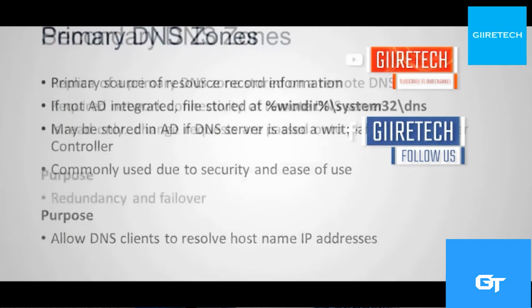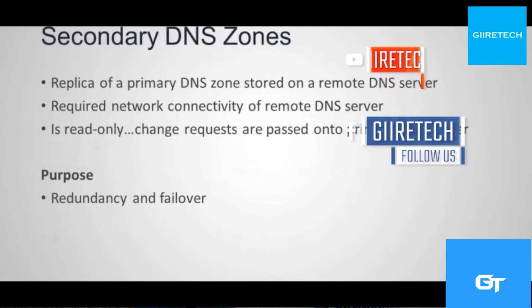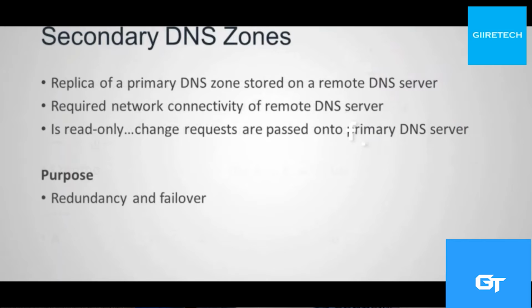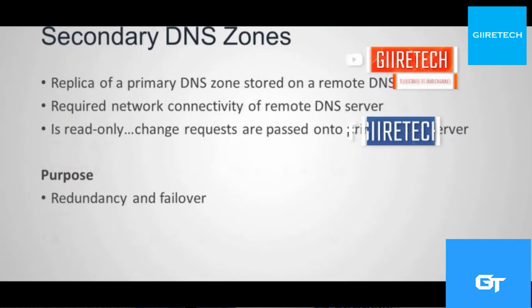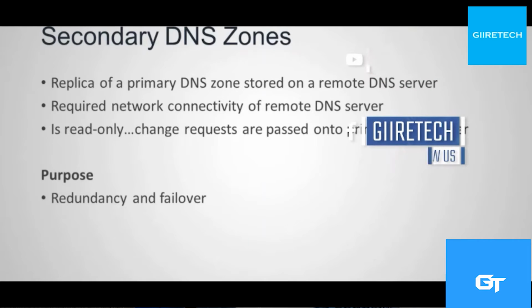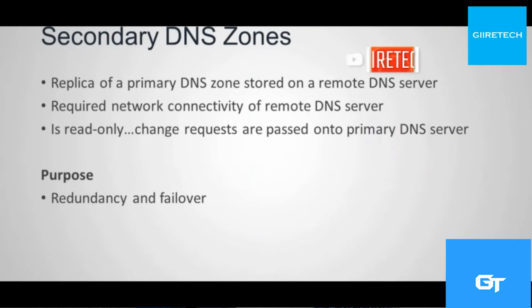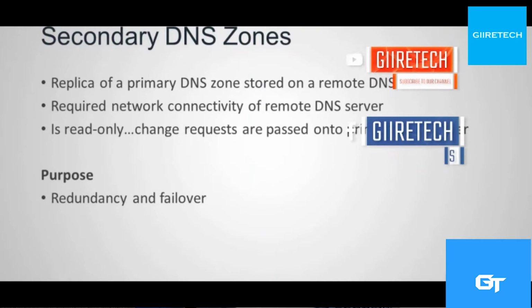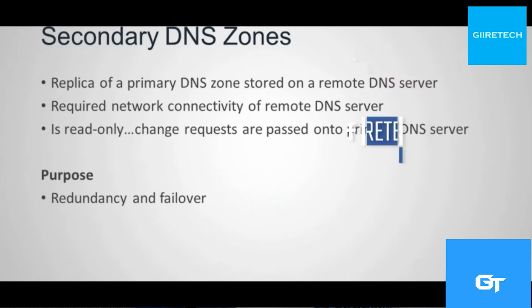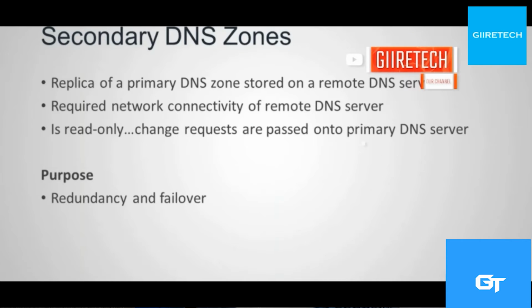Now a secondary zone is a read-only replica of a primary DNS zone that is hosted on another remote DNS server. This obviously means that your DNS server must have network access to the remote DNS server in order to gather the information. The DNS zone is not stored in Active Directory because it is a mere read-only copy of a DNS zone.